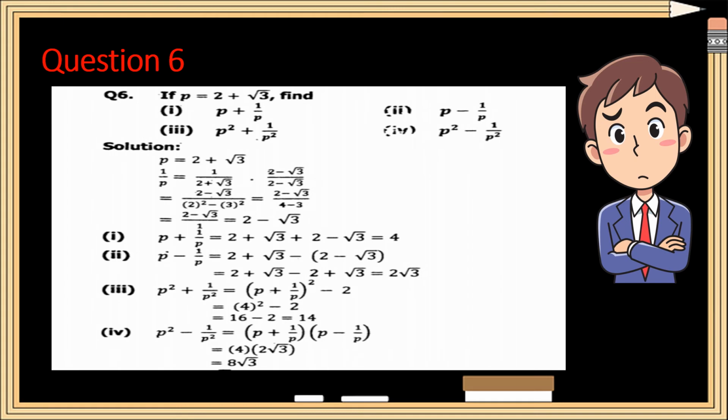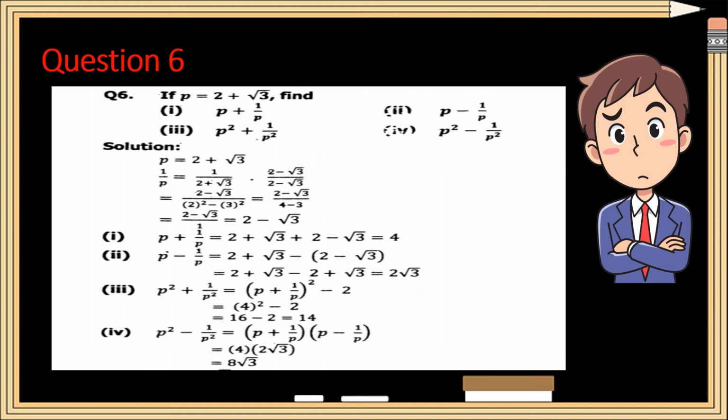In question number 6, you have been given p is equal to 2 plus square root of 3. Now you have to write the value of p plus 1 over p in the first part. So first we will find 1 over p, that will be equal to 1 over 2 plus square root of 3. Now you will rationalize it because it is a surd. So 2 plus square root of 3 is rationalized as it is multiplied and divided by 2 minus square root of 3.